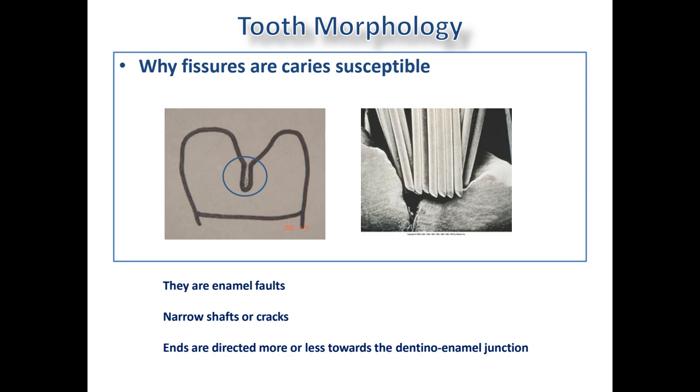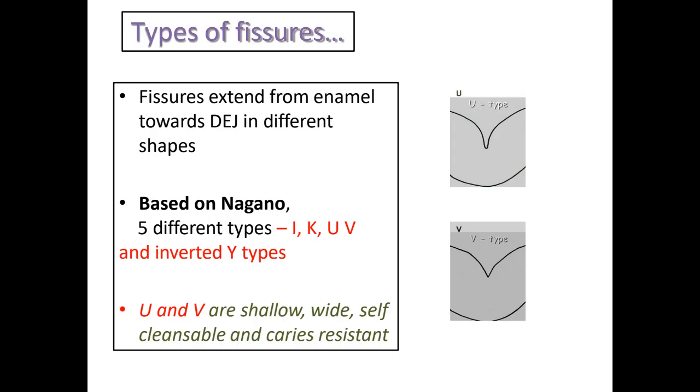Moreover, these fissures are enamel faults. They are narrow shafts or cracks, and their ends are more or less towards the dentin enamel junction. Because they cannot be cleansed at the deepest part of the fissures, and the ends are directed towards the dentin enamel junction, the progression of the caries will be faster. So these fissures are caries susceptible.